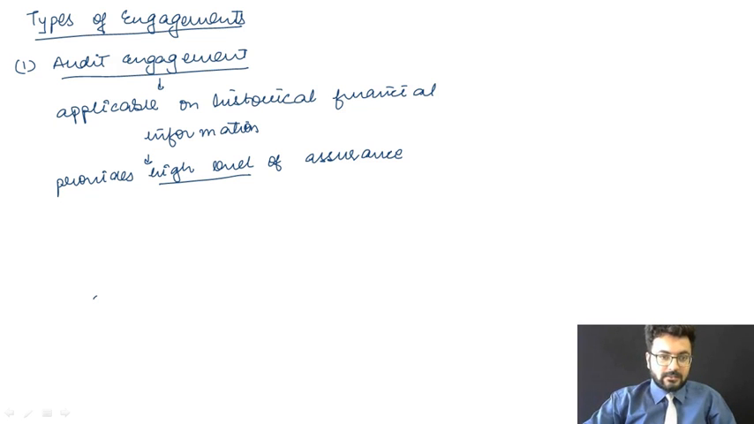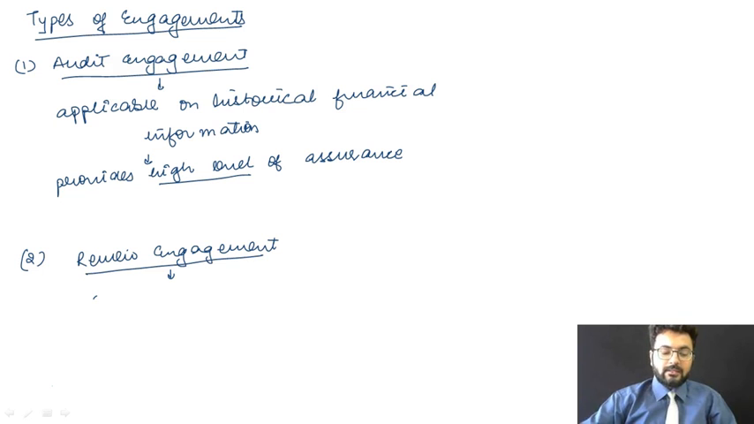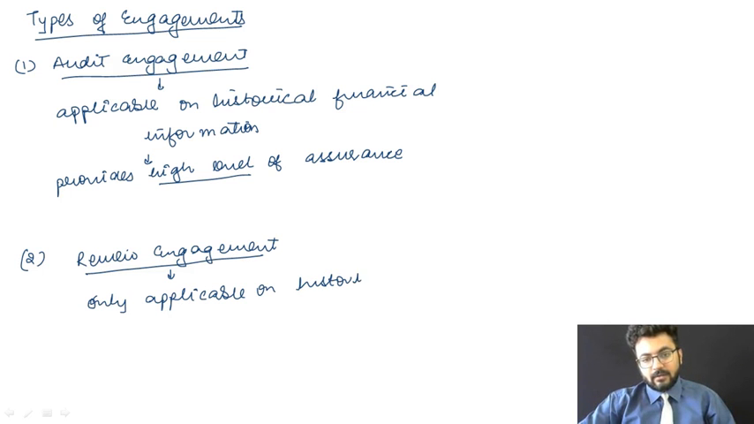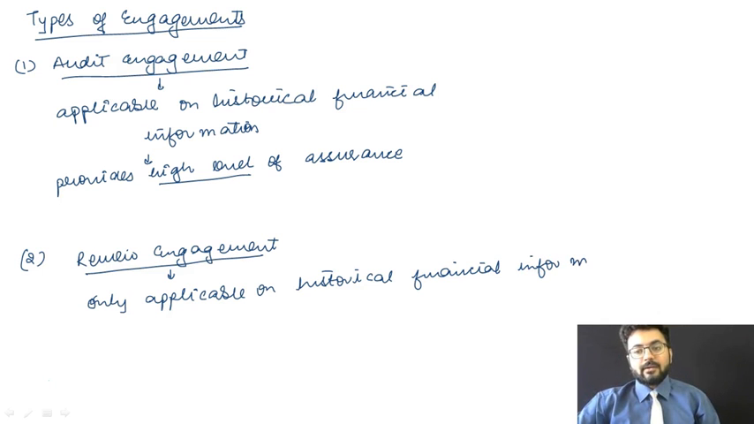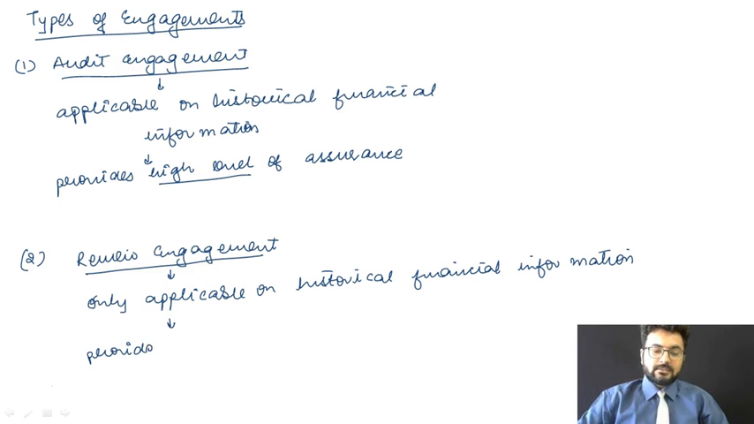The second point over there is review engagements. This review engagement is again only applicable on historical financial information. What does it mean by historical financial information? Historical financial information means which you have already prepared. Now, moving on to next, it provides a moderate level of assurance. Got it? Yes, please. Should I go ahead?